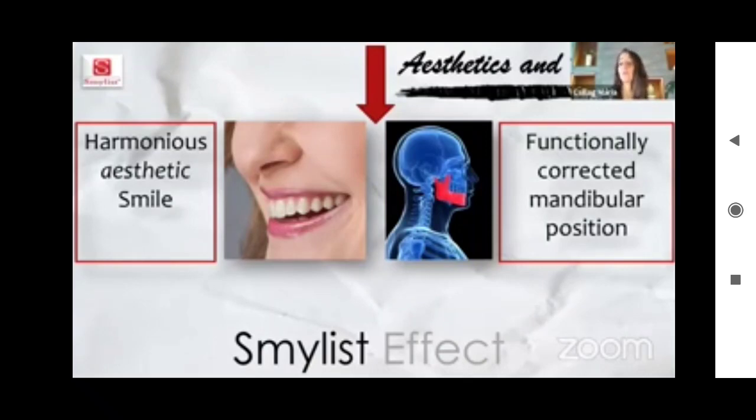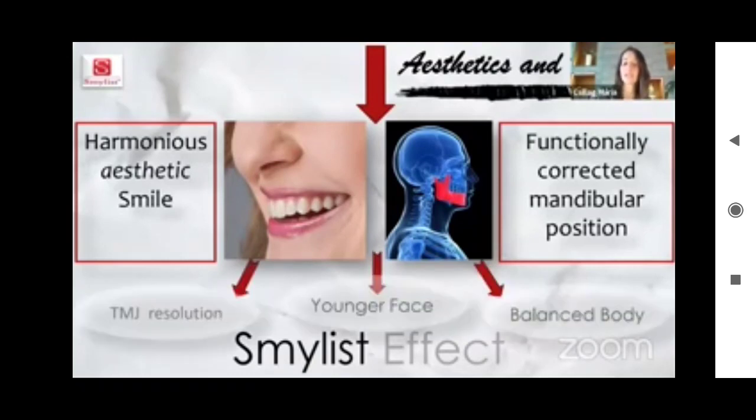And if you do this one, and if you think logically, you can get a functionally corrected mandibular position as well. And an additional side effect, but a very positive side effect, is that you can get a younger face. You can treat and solve all kinds of TMJ problems really, and you can get TMJ resolution and a balanced body. So if the patient has got acidity or knee pain or some kind of neck problem or tinnitus or something like that, try to solve it with smile test movement. I have a lot of experience with patients with great results, really.